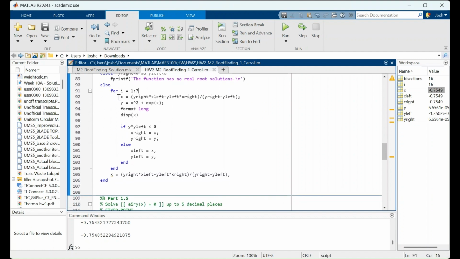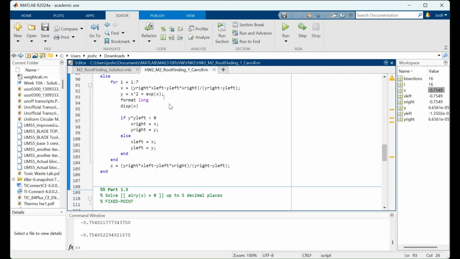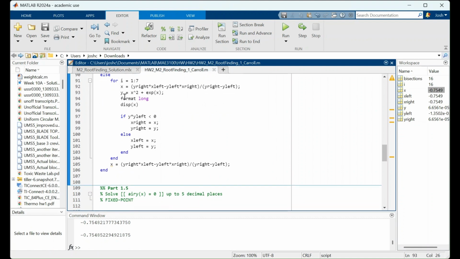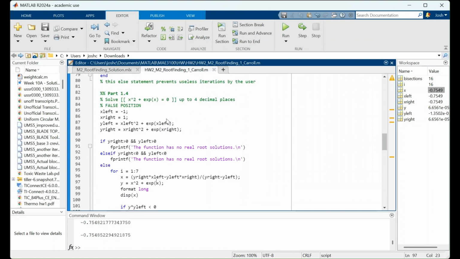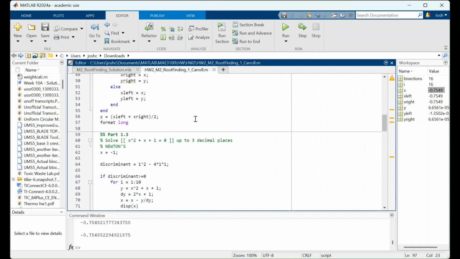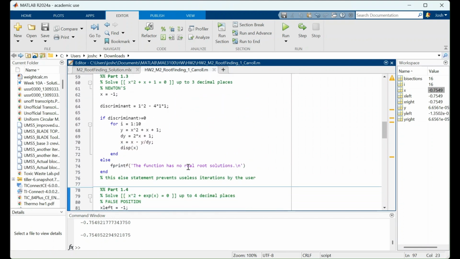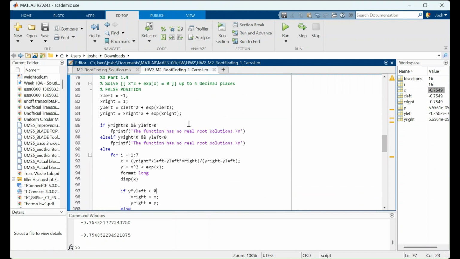You get your loop here, the false position equation, the function we were given, and the format of the x values that are displayed along, so you can see your 4 decimal places. This one was up to 3, but it doesn't even matter because there's no root solutions. This one's not going to matter either.